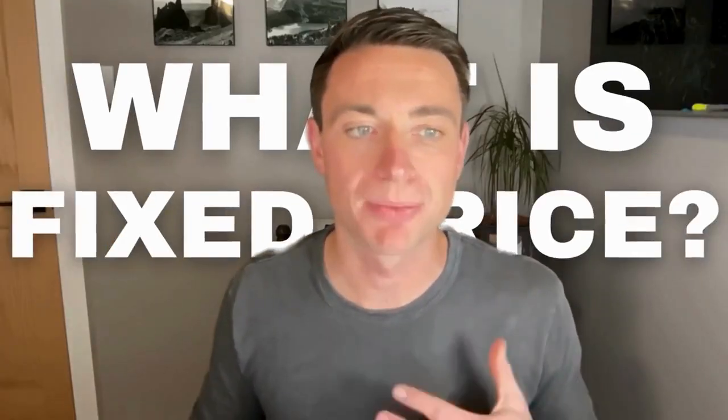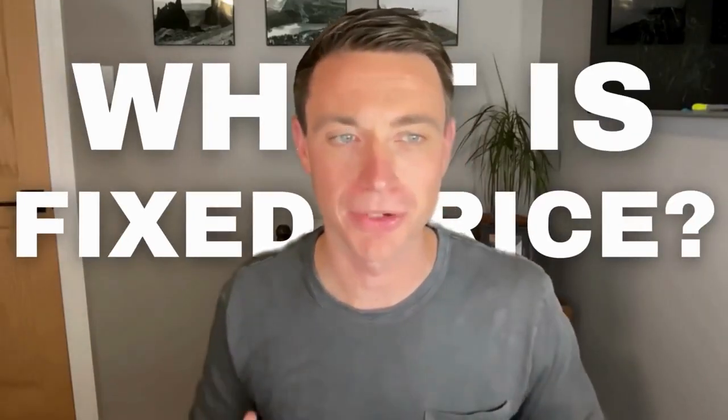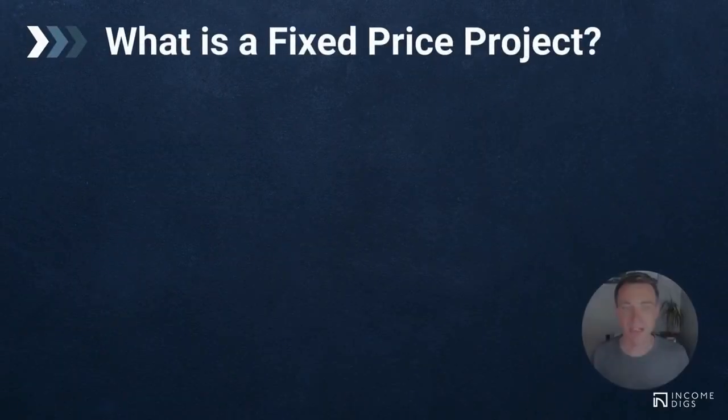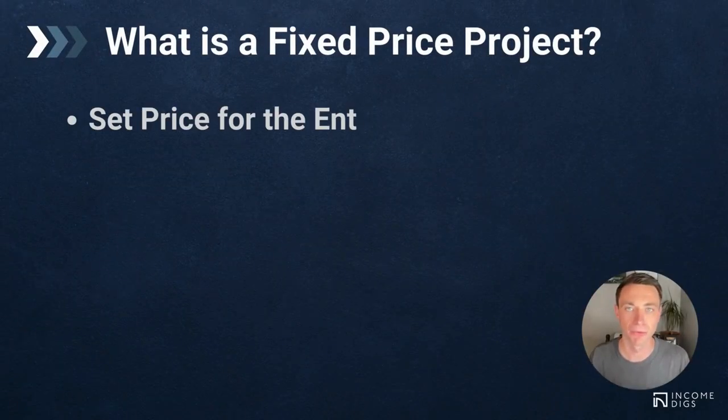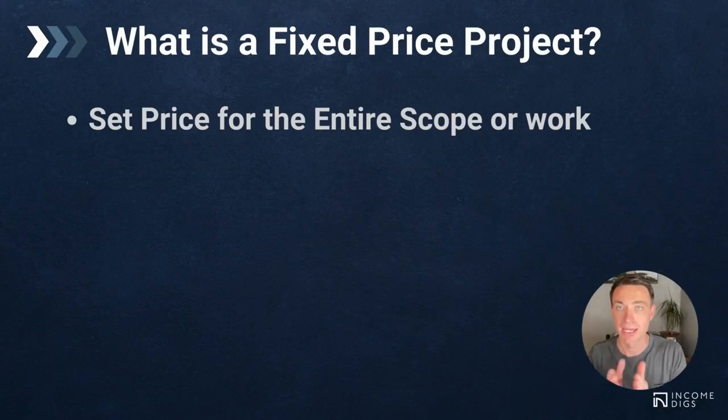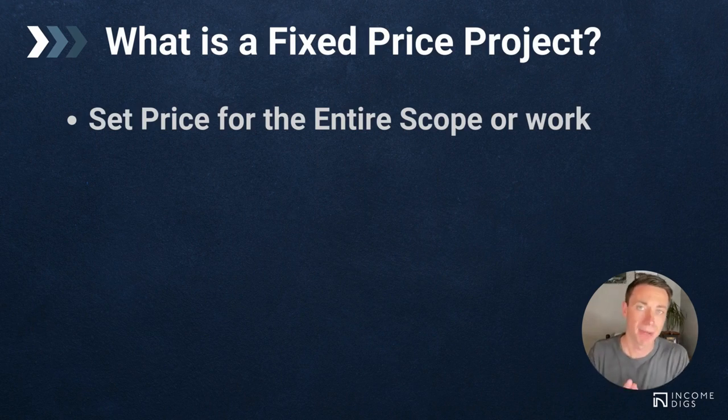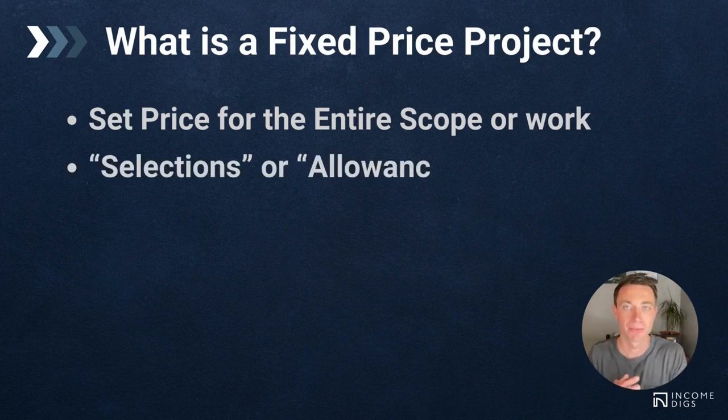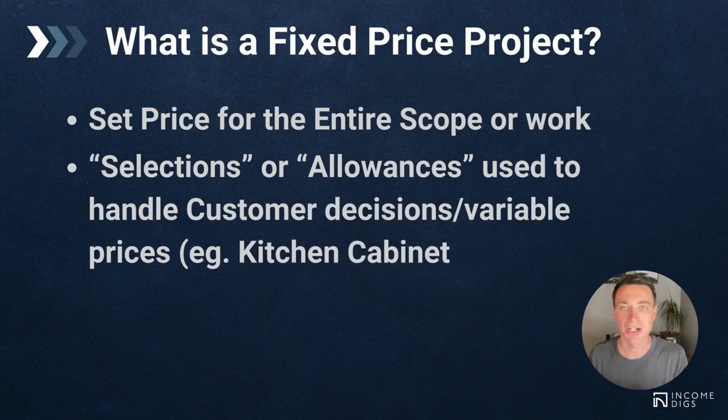So what is a fixed price contract? This is a little bit self-explanatory, kind of intuitive, but let's just go over it here. Basically, you set the price for the entire scope of work. You say, here's the work we're going to do. Here is your price. Now, that price might have some built-in flexibility, some variability in what's called selections or allowances. So within that price, maybe the entire project, we think $100,000, that's your price. Baked into that is a certain amount in allowances or selections.